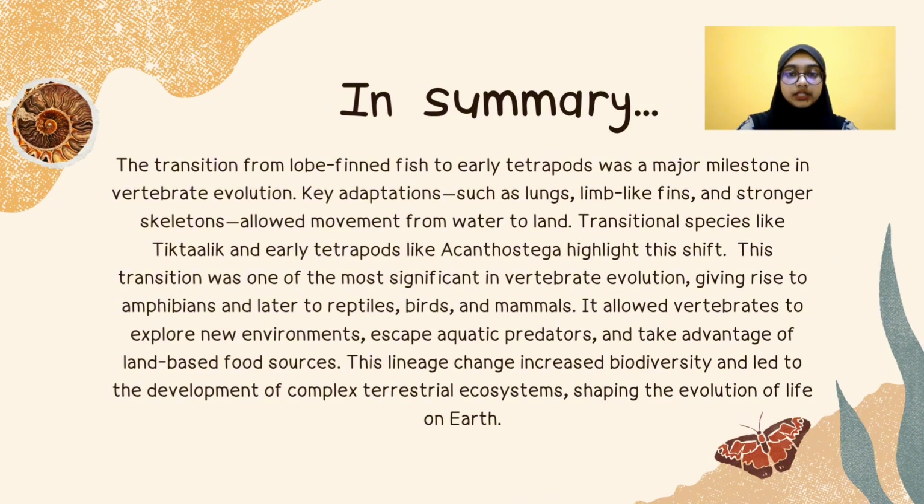Tiktaalik, for instance, had features of both fish and early land animals. Acanthostega is another early tetrapod that gives us insight into this evolutionary shift. This transition wasn't just important, it was one of the most significant in vertebrate evolution. It eventually led to the rise of amphibians and later to reptiles, birds, and mammals.